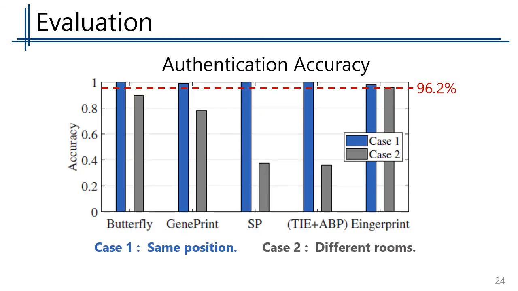We then study the authentication accuracy in different scenarios. In the first case, the tags are registered and authenticated at the same place. In the second case, we do these operations in different rooms. As we can see, all methods achieve a high accuracy in the first case. However, the environmental changes in the second case have a great impact on the performance of existing work. Our work is able to achieve high accuracy.